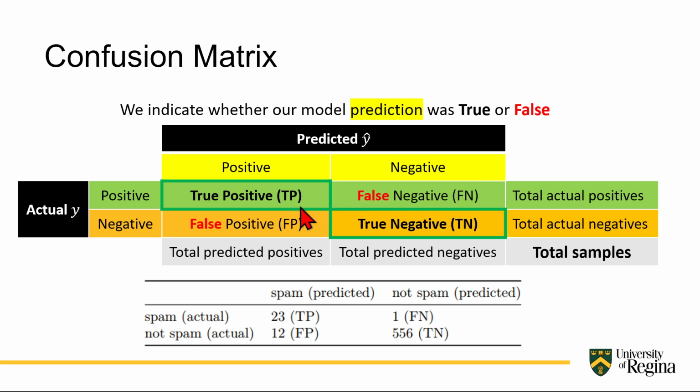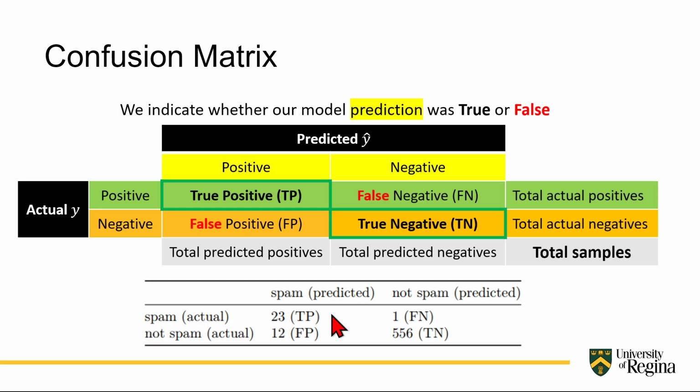So we call these true positives, false positives, and true negatives. And we use this to create some metrics. An example of a confusion matrix is an email spam prediction. So there are some actual spams, and then there are some actual non-spams.